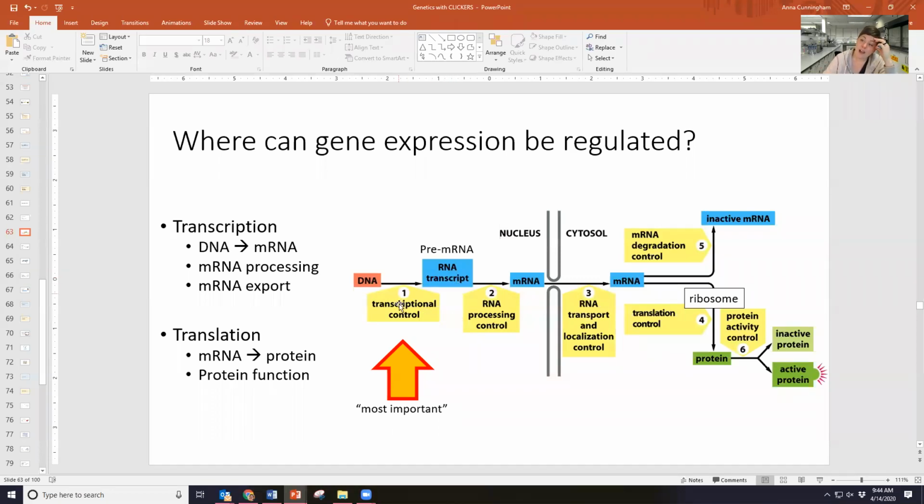basically, if it gets past step 1, it's very likely that a protein will be made. If you make RNA, pre-mRNA, if your gene gets transcribed, it's pretty likely it's going to be all the way translated to a protein, is what that means. It's not necessarily the most important step of gene expression, but it's sort of a threshold that if you get past step 1, you're probably going to get all the way to a protein.